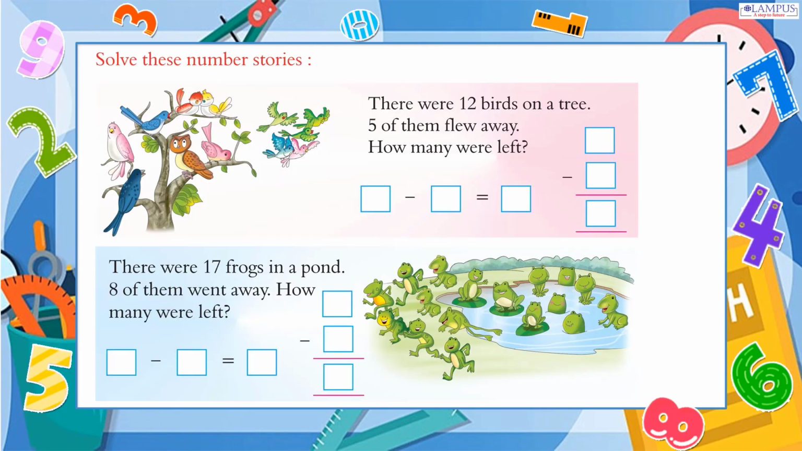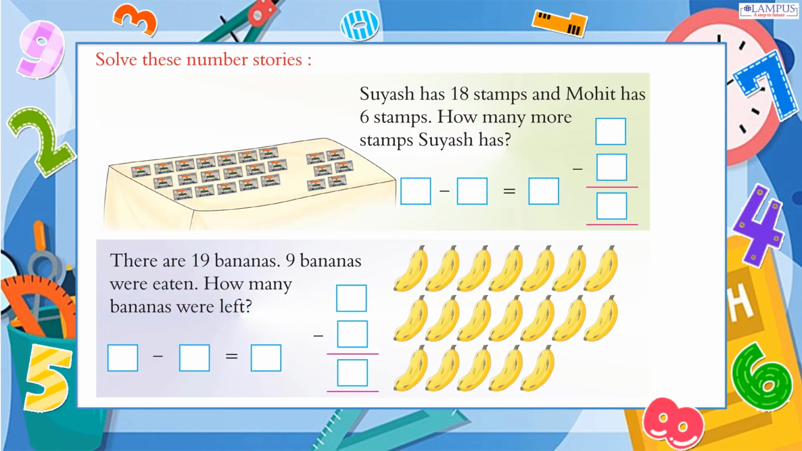Solve these number stories. There were 12 birds on a tree. 5 of them flew away. How many were left? There were 17 frogs in a pond. 8 of them went away. How many were left? Suyash has 18 stamps and Mohit has 6 stamps. How many more stamps does Suyash have? There are 19 bananas. 9 bananas were eaten. How many bananas were left?